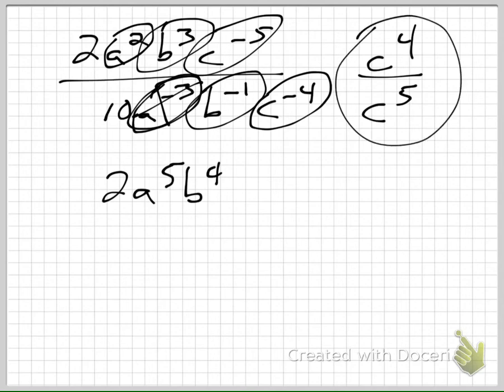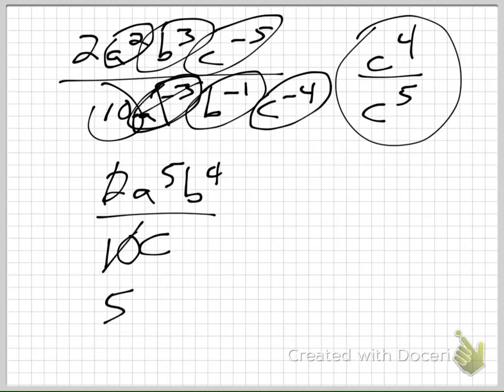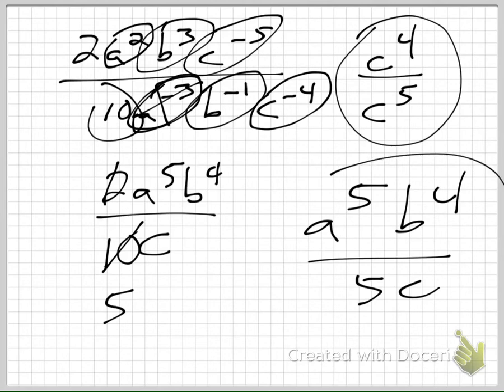So then when I reduce this stuff, what do I end up with? When I reduce that stuff, it ends up being a c on the bottom. Right? I still have my 10 down here. I should reduce this, making this a 1 and making this a 5. So my real final answer would be a to the fifth, b to the fourth, over 5c. That would be the answer to this. I'm just flipping stuff around. You know what I mean?